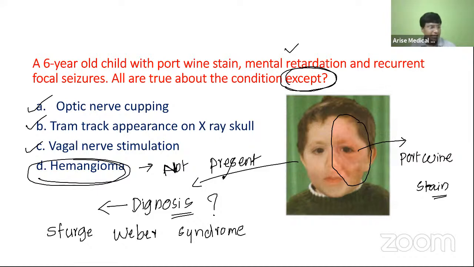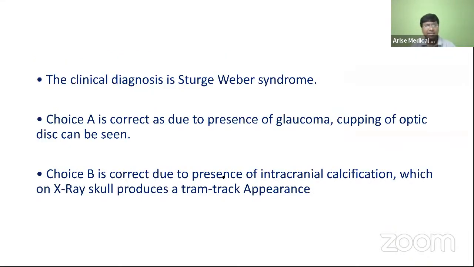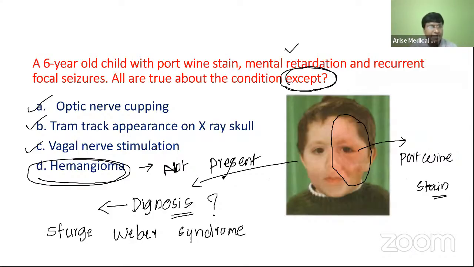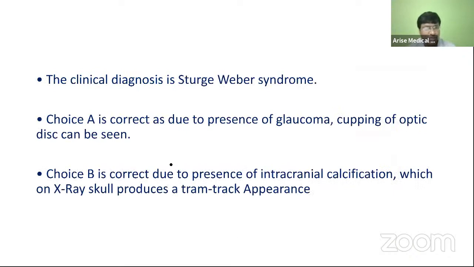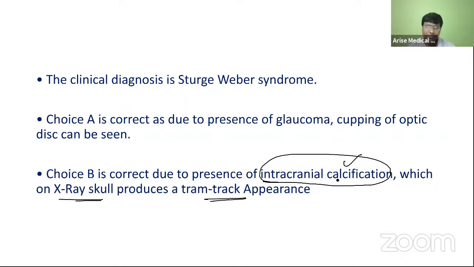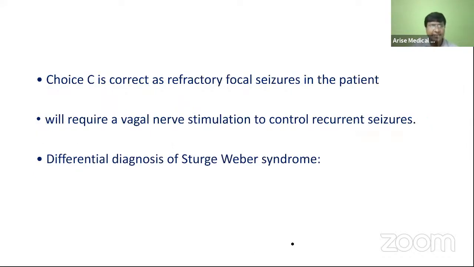So I told you in my previous question only, please don't be in a hurry while answering the questions, right? So the tram track appearance will be there on the X-ray of the skull. So choice B is correct due to the presence of intracranial calcification. Because of this intracranial calcification, the X-ray will show the tram track appearance, and it can also be seen in the CT scan as well.